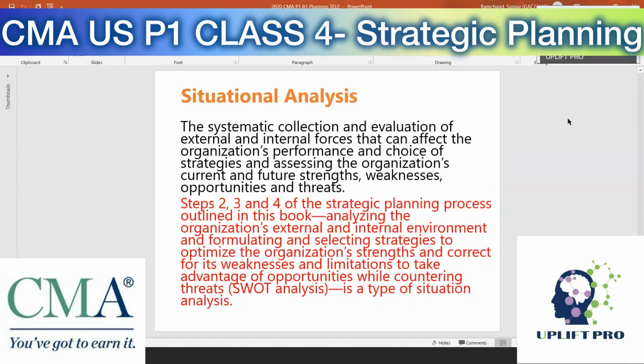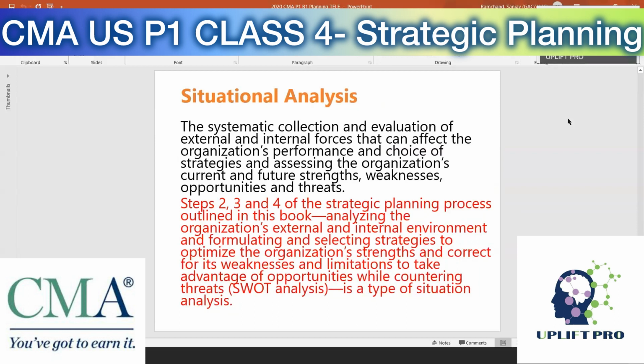Steps 2, 3, and 4 of the strategic planning process outlined in this book are analyzing the organization's external environment, the internal environment, and formulating and selecting strategies to optimize the organization's strengths and correct for its weaknesses and limitations, to take advantage of opportunities while countering threats. That is a type of situation analysis. Basically, all put together, SWOT analysis is a situation analysis. In simple words, SWOT analysis. So SWOT analysis is covered in external, internal, and formulating strategies.